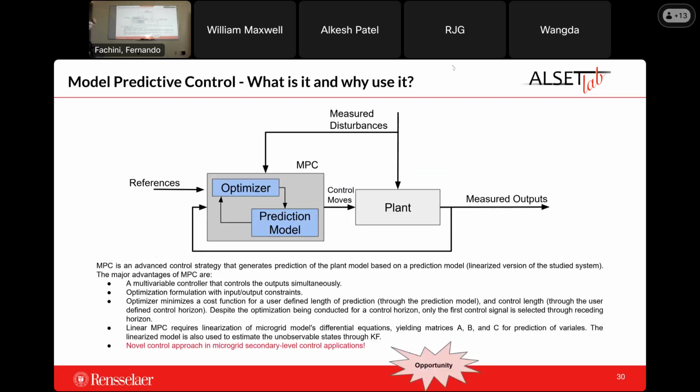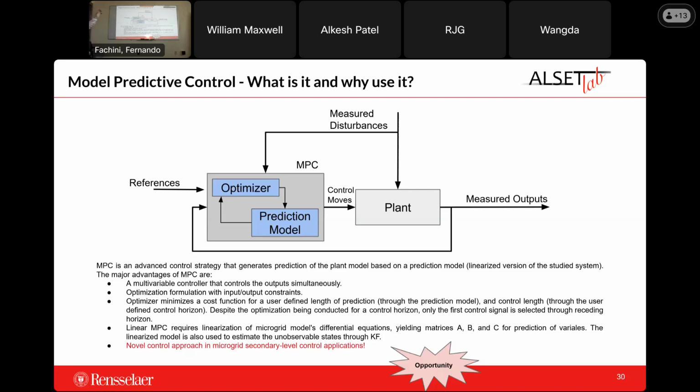Okay. So I've used model predictive control as the control layer to control my microgrid throughout all of these steps. Now, what is it and why use MPC? MPC is an advanced control strategy that generates predictions of the plant based on a prediction model, so a linearized version of the studied system. The major advantages of MPC are that it's a multivariable controller that controls the outputs simultaneously. The optimization formulation already includes input-output constraints.